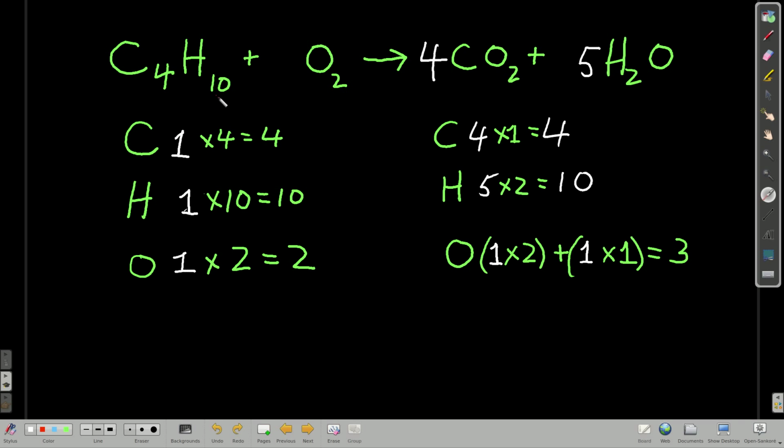How many do you see on the left? 1 times 2 is 2. On the right, we have, this isn't right anymore. Now we have 4 times 2 is 8, plus 5 times 1 is 5. And that adds up to 13, right? We have 13 oxygens on the right. We need 13 on the left.